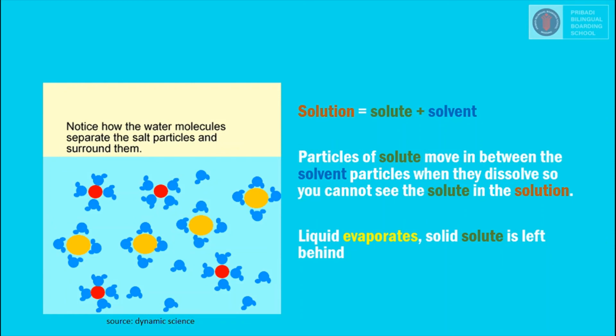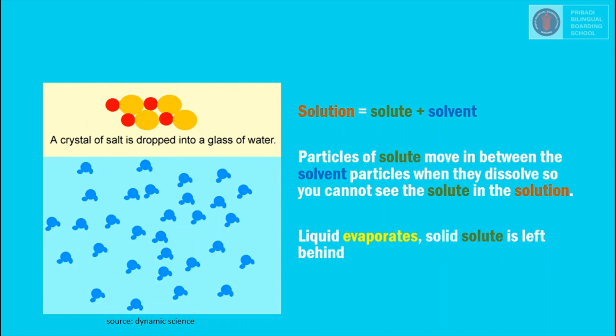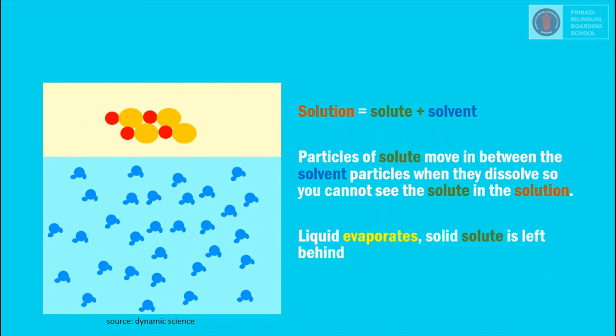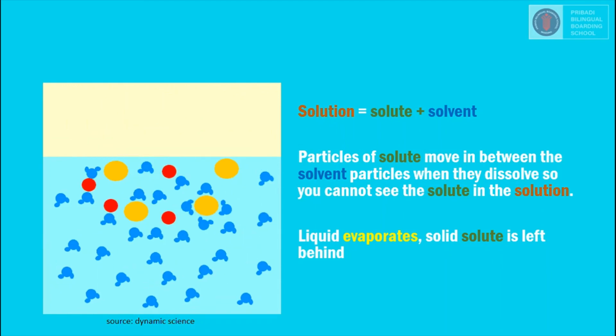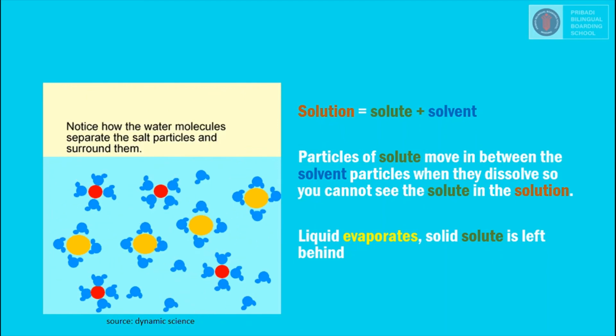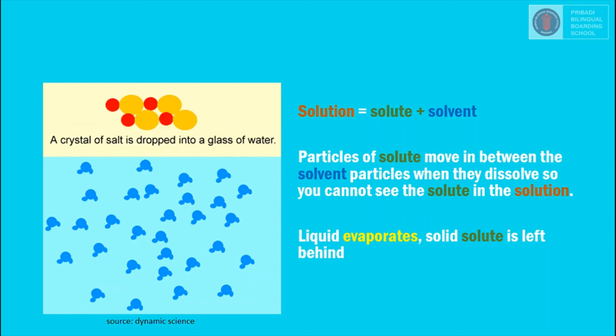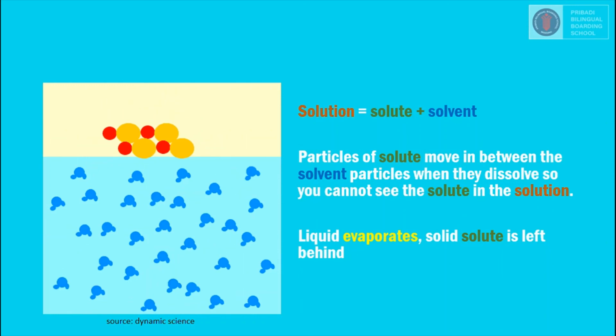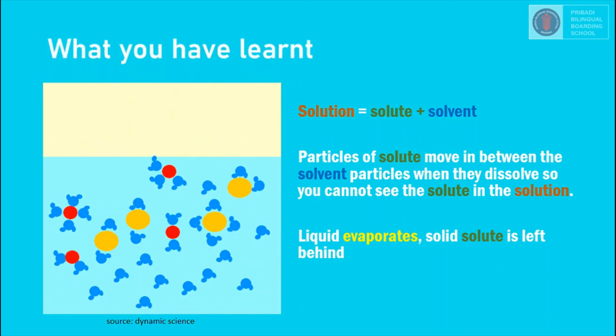and take it for our food at home. That's how we can get the salt from the seawater. So when the liquid evaporates from a solution, the solid solute is left behind. That's what you have learned today.